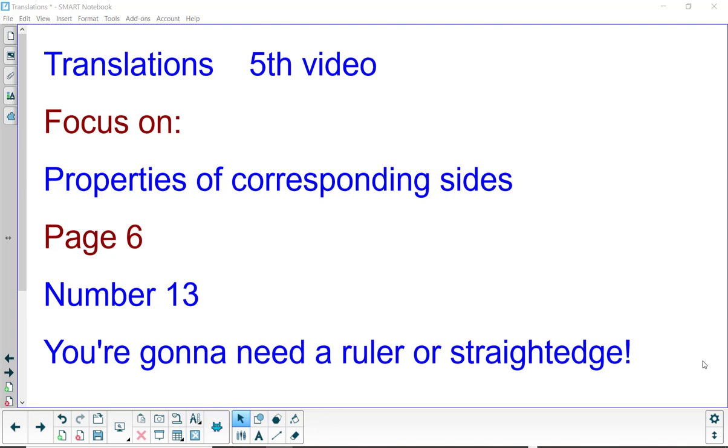This is the 5th video about translations in transformational geometry. This one will focus on properties of corresponding sides of translated triangles. So we're going to start on page 6, number 13 at the very top. You're going to need a ruler or a straight edge.